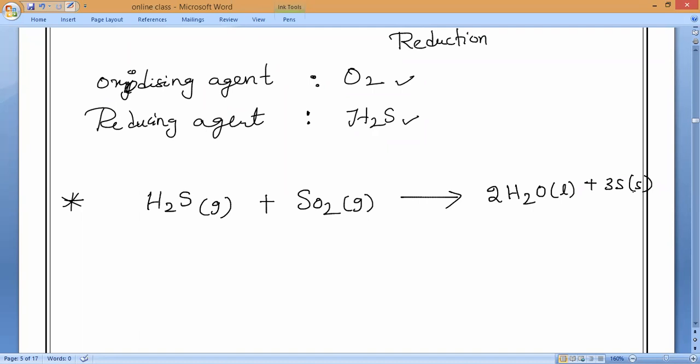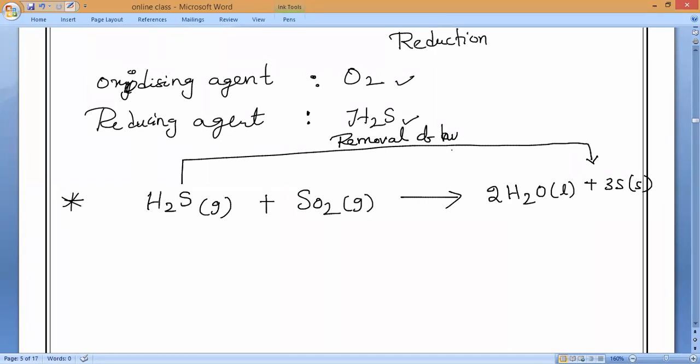Now you tell me, what is happening? Now H2S turns into S. So what is this called? Sir, oxidation. It loses hydrogen. Removal of hydrogen. What we used to call it? Oxidation. Very good. Very good.